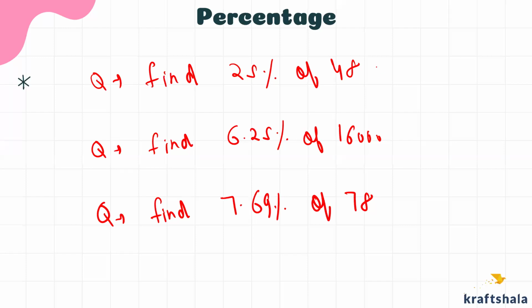What will happen? First question, everyone will solve in 5 seconds, 4 seconds. Why? Because everyone knows that 25% is 1/4. We are very familiar with this term. And 1/4 into 48 is 12. Right?